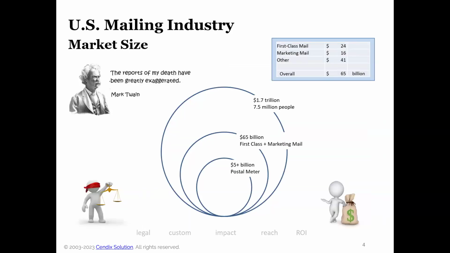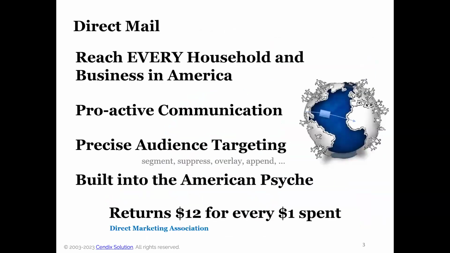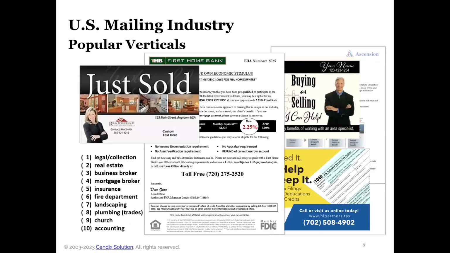If we look at popular verticals: legal, collection. Legal and collection, real estate, business broker, mortgage brokers. These are all the industries that we see very frequently. If you're a realtor, being able to do a just sold, just listed type of postcard is kind of standard.